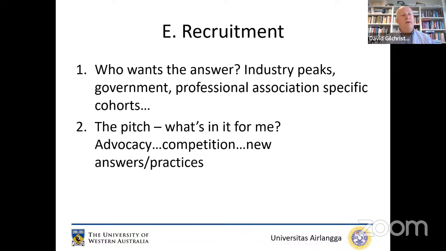So this is a really important issue. If we can determine who wants the answer, and then if we can go to those people and say, this is what's in it for you in terms of that answer, then those people may well be able to help you to recruit people to the research program. Importantly, they might also provide you with research funding.